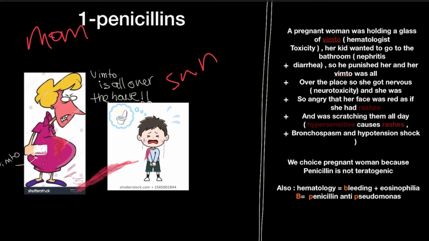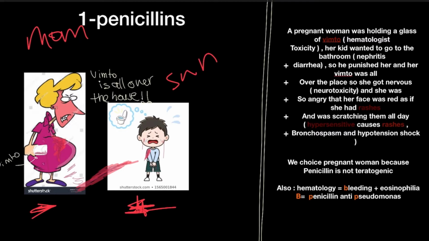Let's remember this story. So this is the mom and this is the son. The mom was holding a glass of Vimto. And what color is Vimto? Red. And what else is red? Well, blood is also red. So this is going to remind us of hematologic toxicity. Keep that in mind. So her son came up to her and told her that he really wants to go to the bathroom so bad. And this reminds us of nephritis and diarrhea.